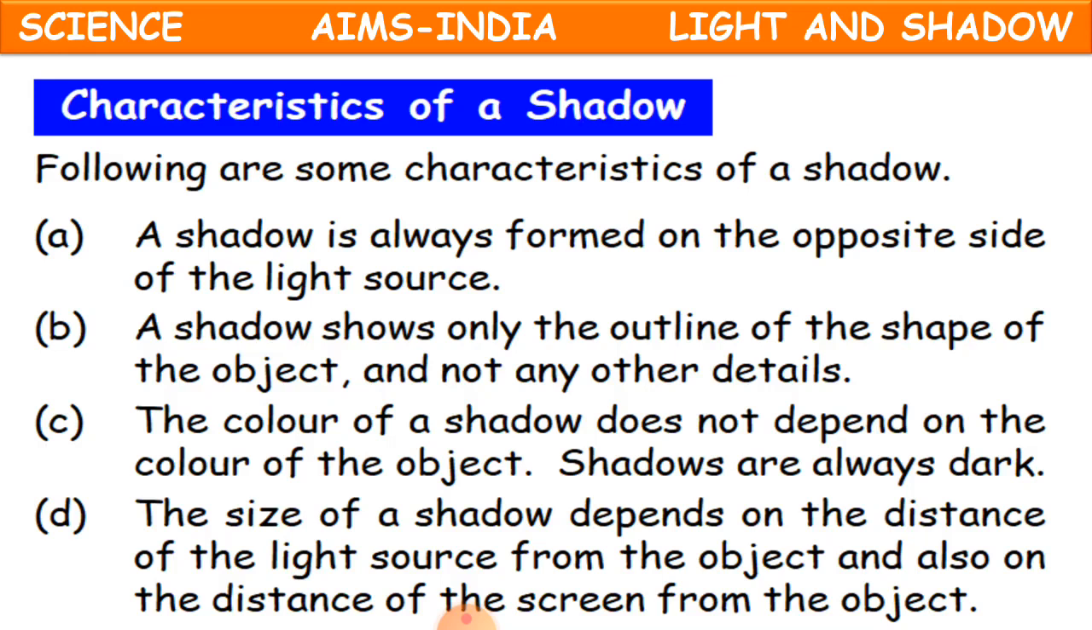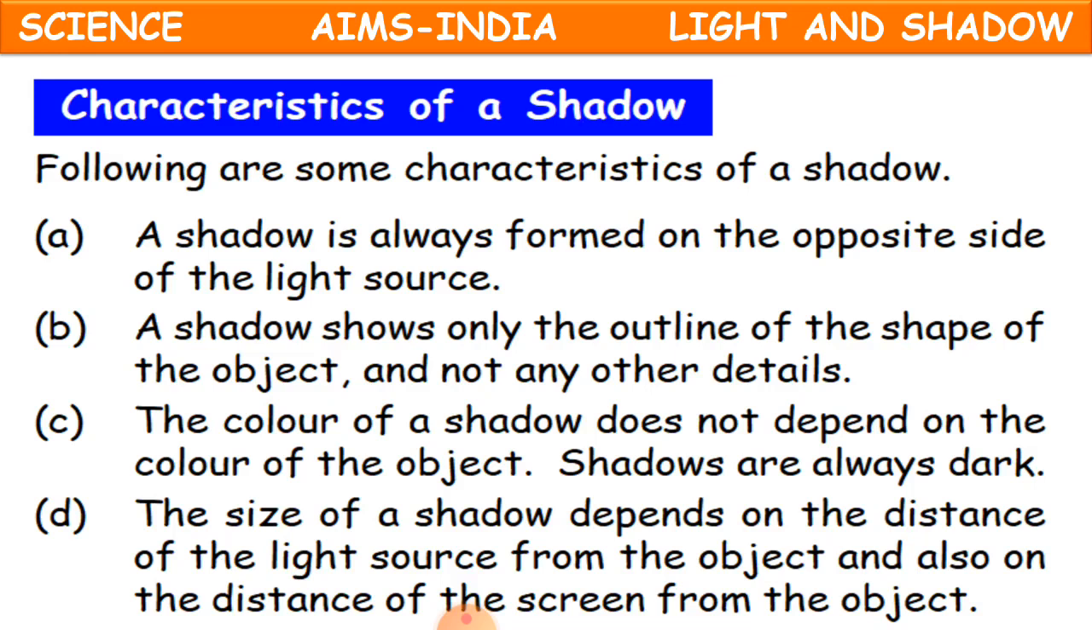Like yesterday, we have learned how a shadow is formed and through what materials a shadow is formed. Now we have learned that a shadow is formed through translucent and opaque materials, whereas transparent materials, as they do not block the light, do not form a shadow. Okay, so apart from that, we have some more characteristics, children.